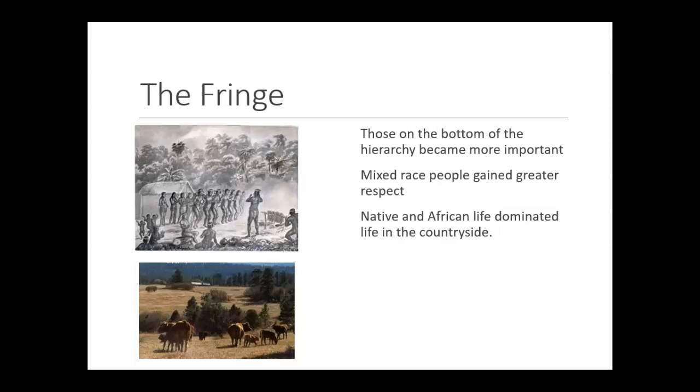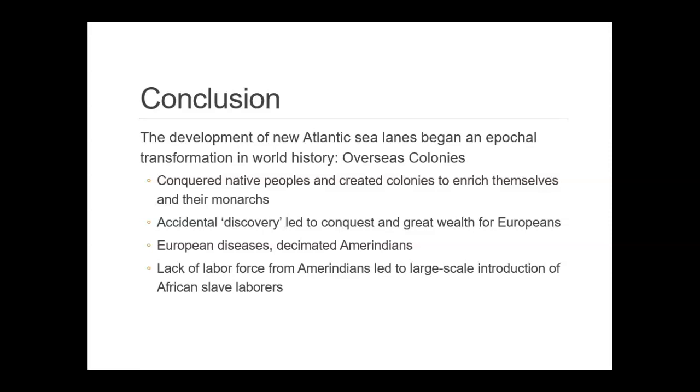The development of new overseas European colonies began a transformation in world history. The accidental discovery of the Americas led to conquest and great wealth for Europeans. The Spanish created colonies to enrich themselves and their monarchs. Indigenous labor was used to build the Spanish overseas empire and wealth. However, conquest, colonization, and diseases took a heavy toll on the indigenous population. As native populations were decimated, the lack of labor force from the Amerindians led to the large-scale introduction of African slave laborers.